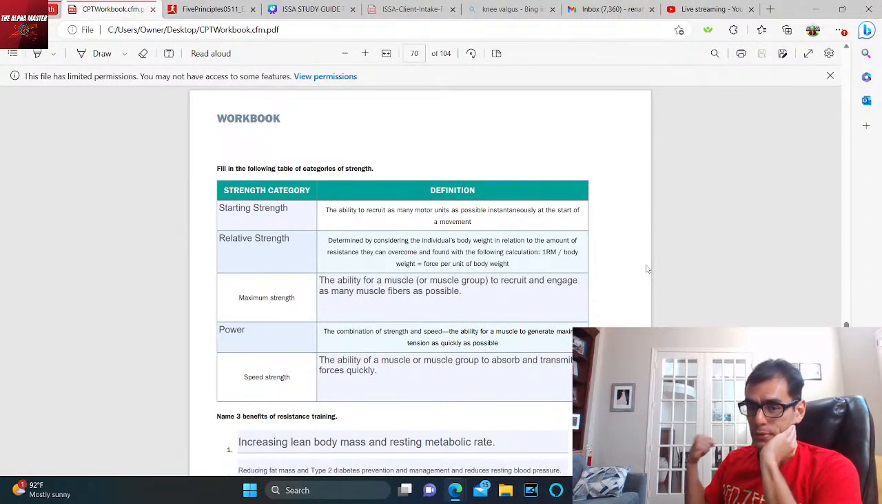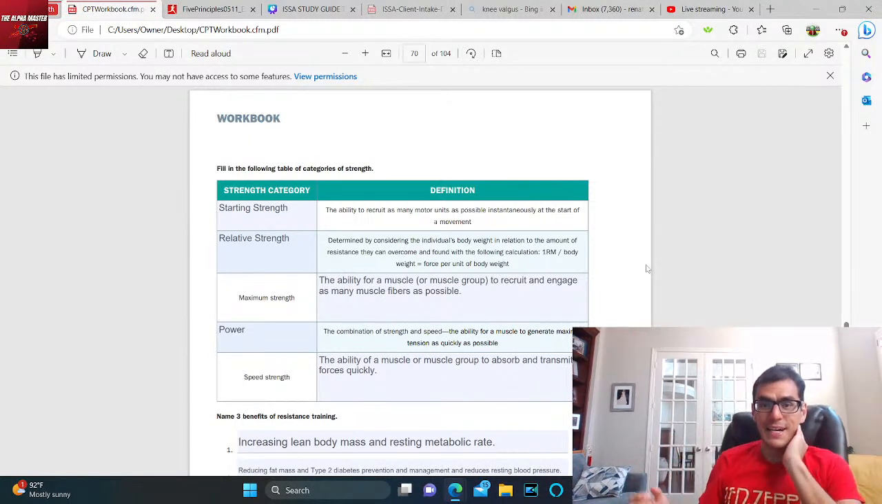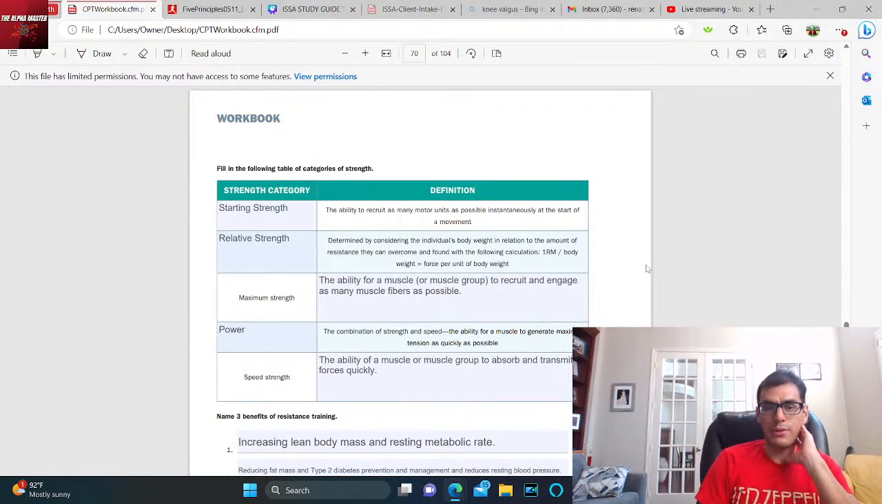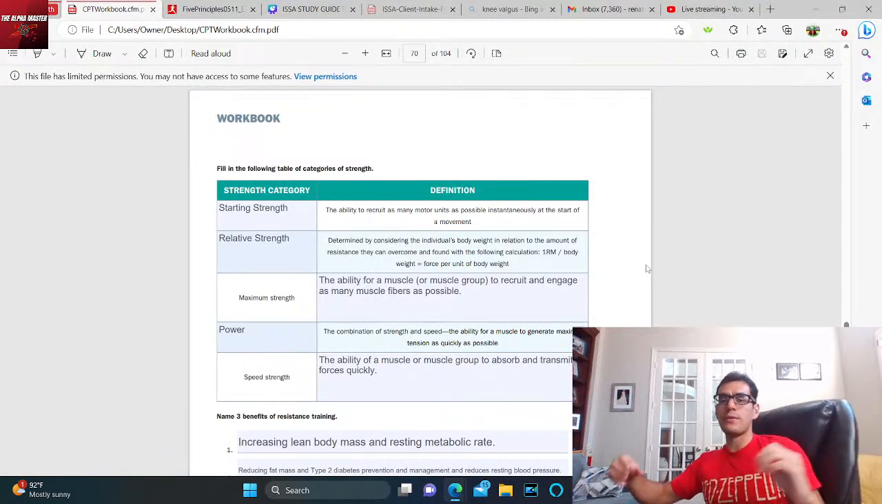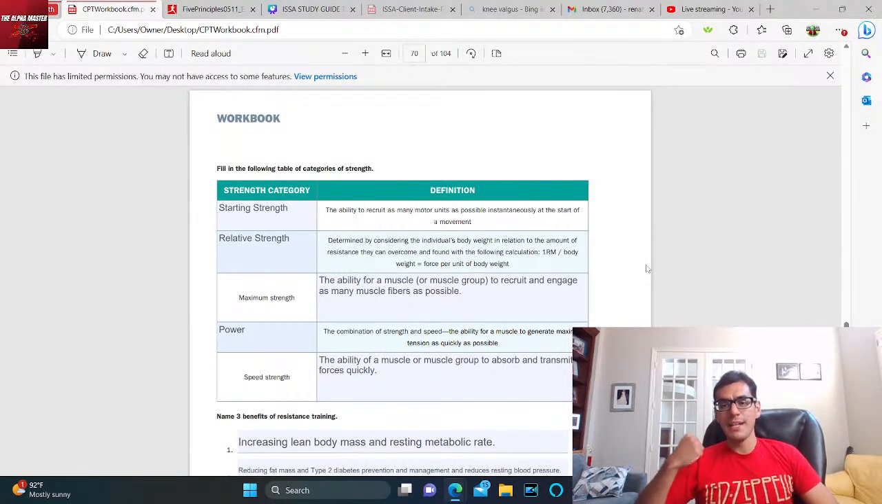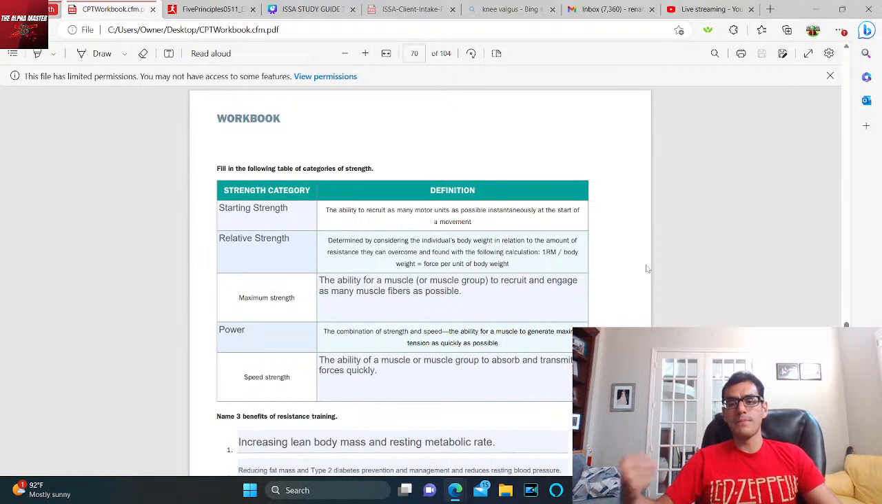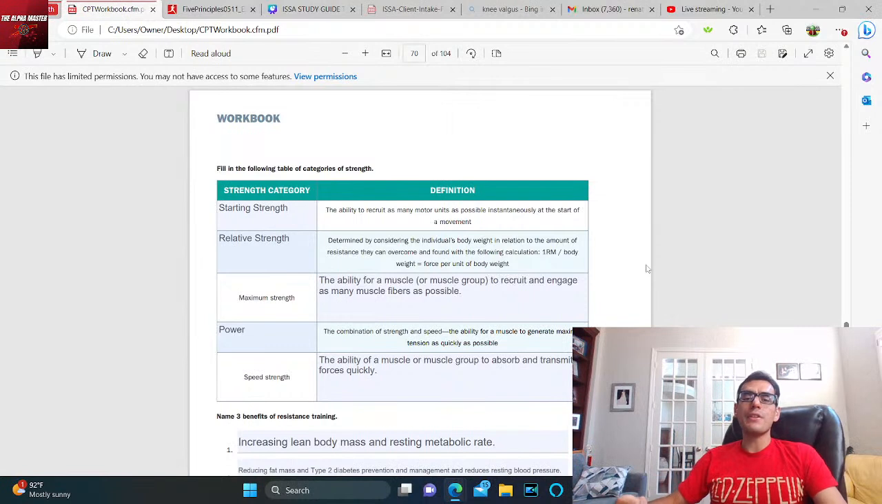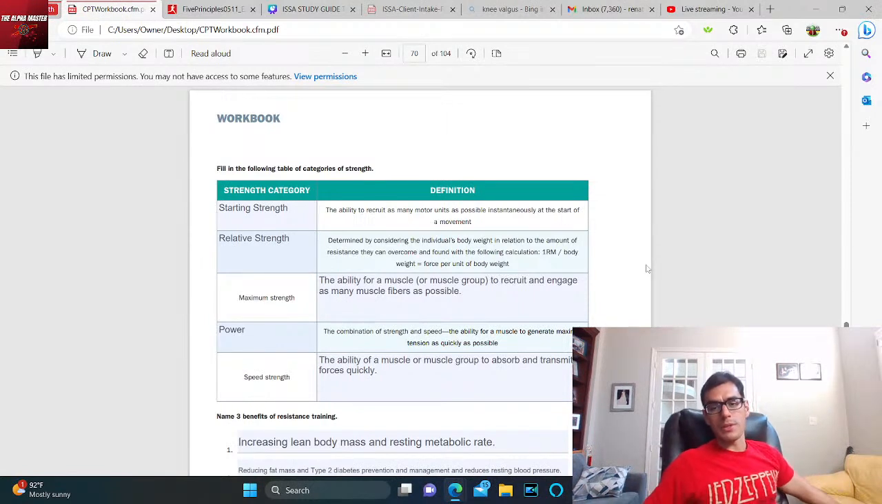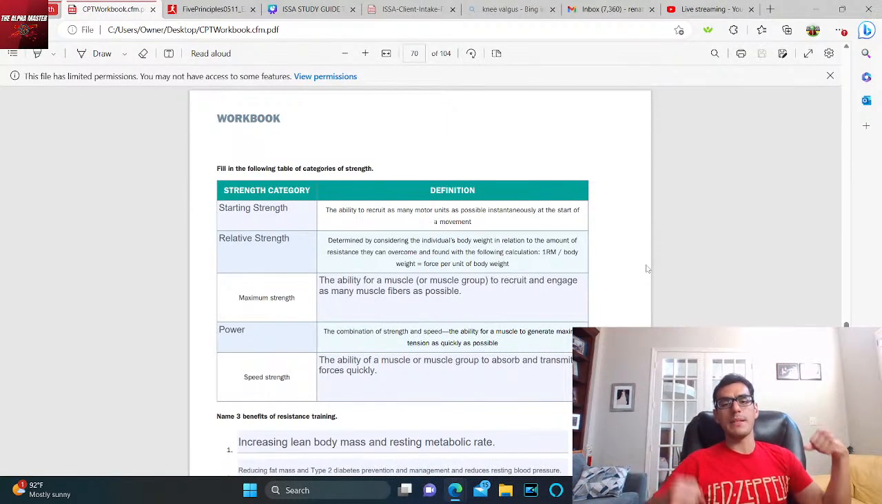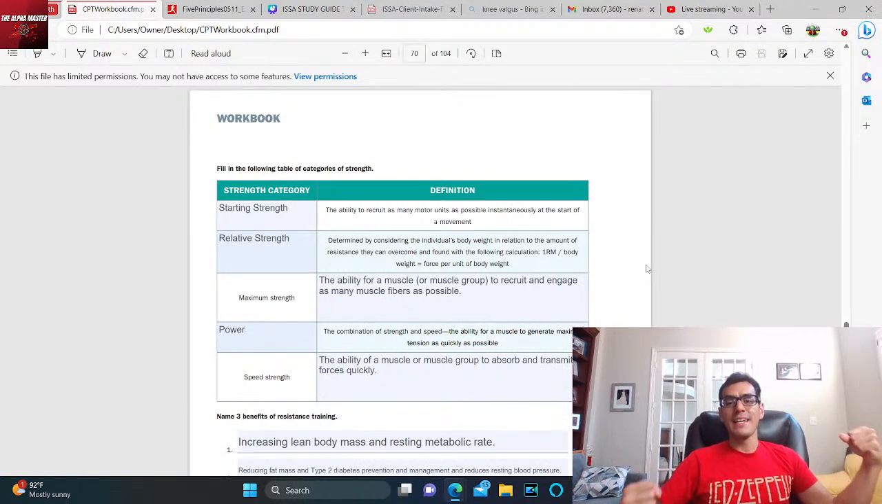The maximum strength is the ability for a muscle or muscle group to recruit and engage as many muscle fibers as possible. Now, the power is a combination of strength and speed. The ability for a muscle to generate maximal tension as quickly as possible is the power.